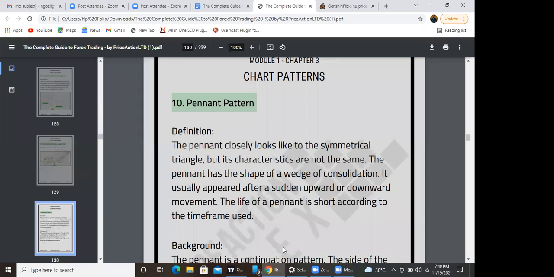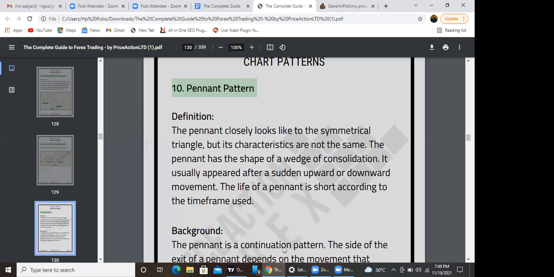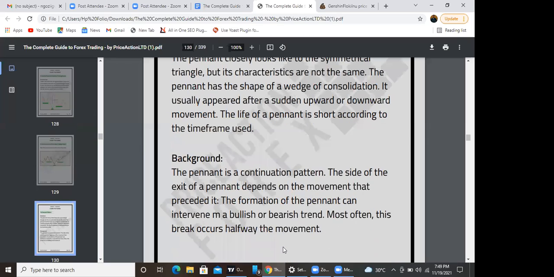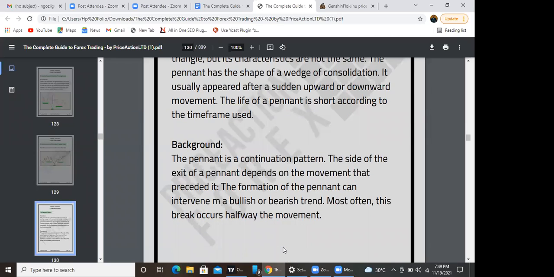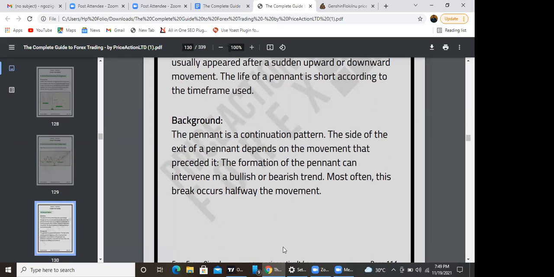The pennant has the shape of a wedge of consolidation. It usually appears after a sudden upward or downward movement. The life of a pennant is short, according to the time frame used. The pennant is a continuation pattern. The size of a pennant depends on the movement that preceded it. The formation of the pennant can occur in a bullish or bearish trend. Most often, these breaks occur halfway through the movement.